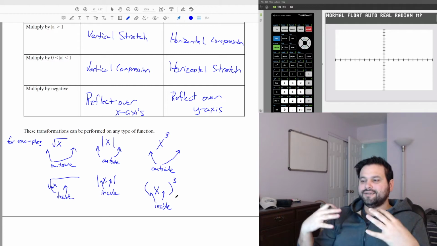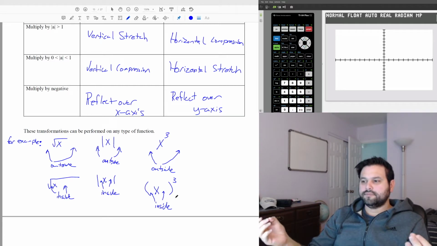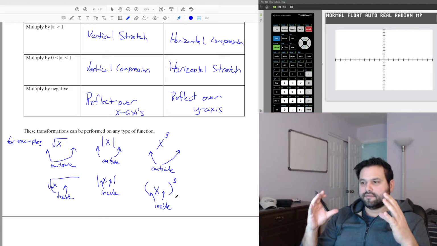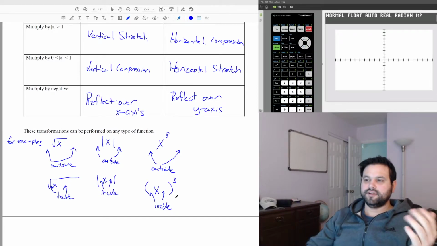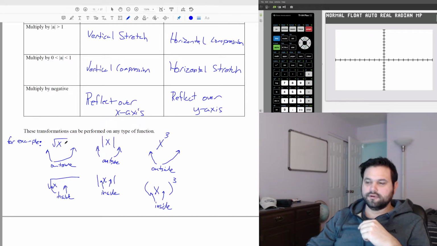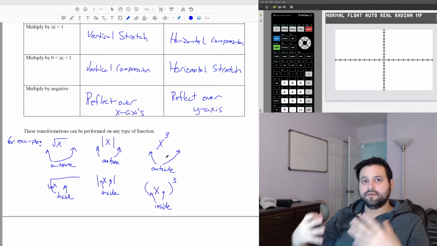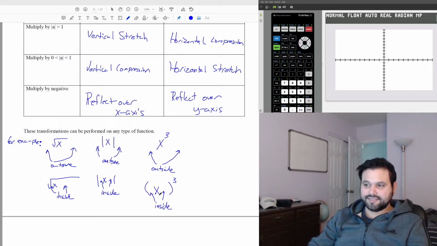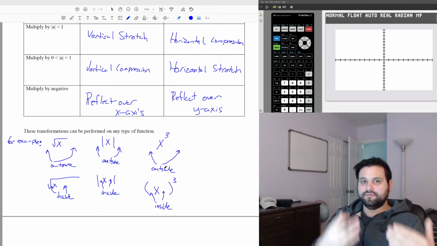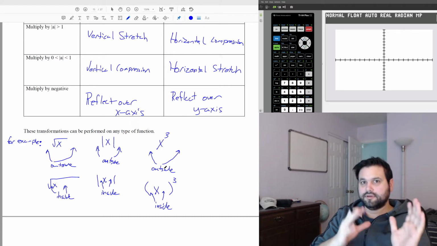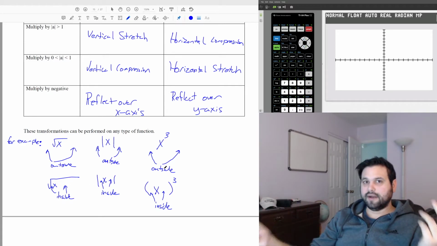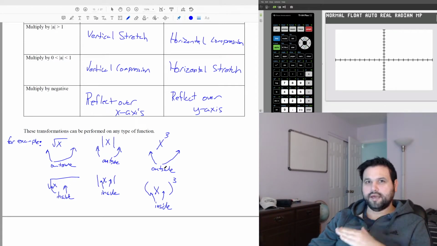So when we say inside, we mean inside the function, like before doing the function. So before taking the square root, before taking the absolute value, before cubing the function. That's inside. Outside means after you've done the square root or the absolute value or the cubed, in that sort of order of operations way of thinking.